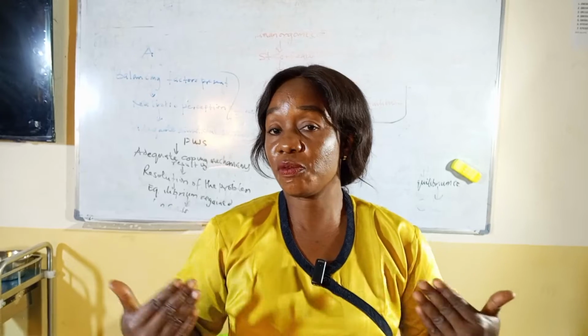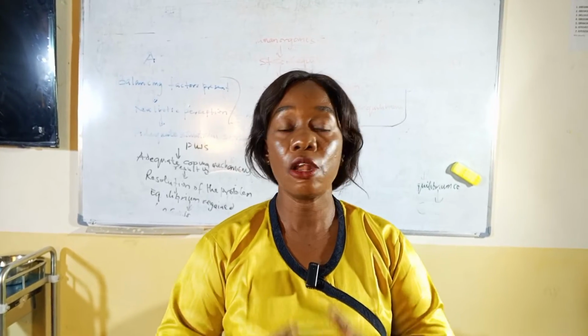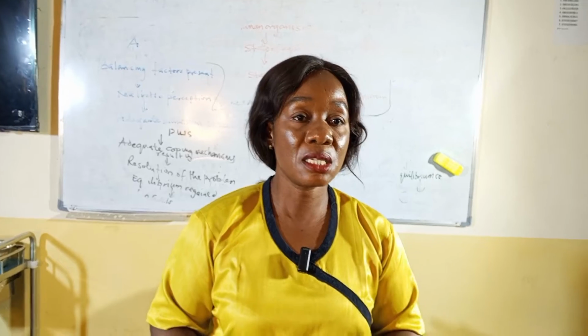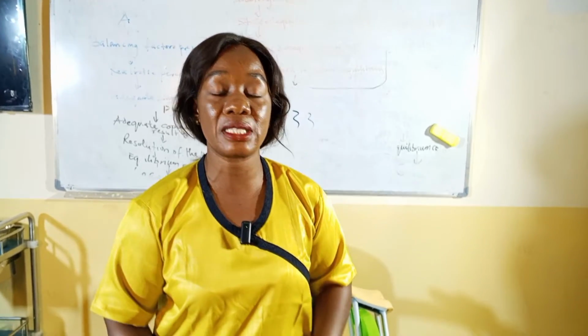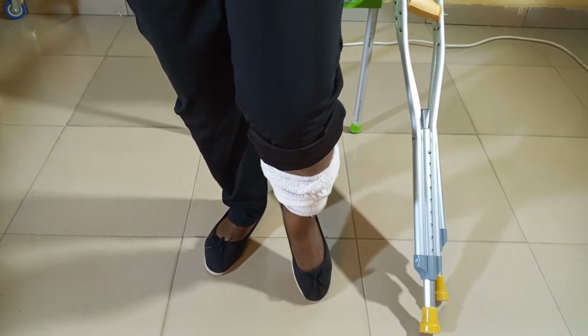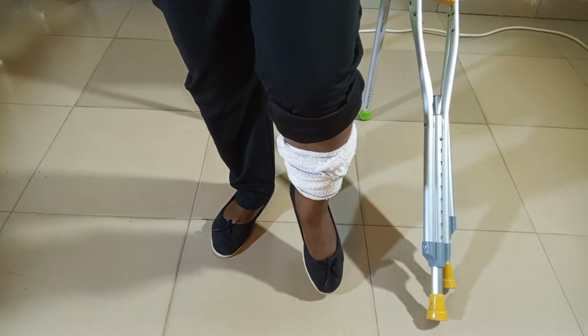For this video, I am going to concentrate on non-weight bearing, that is no weight at all. No weight bearing implies that there should be no weight at all on the affected limb. That means when the patient is using the crutches, the affected limb will be lifted completely off the ground.